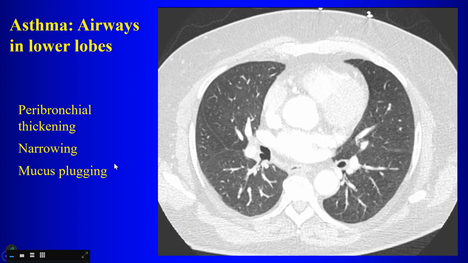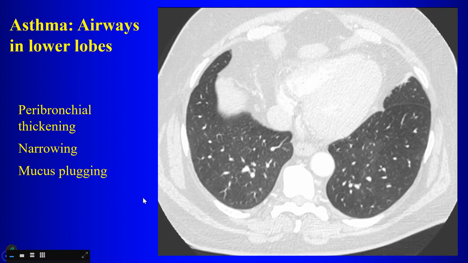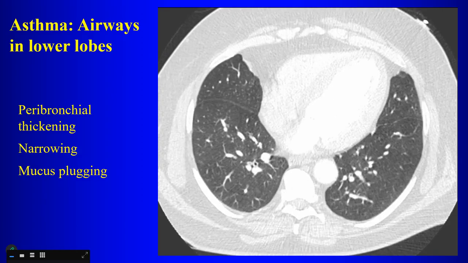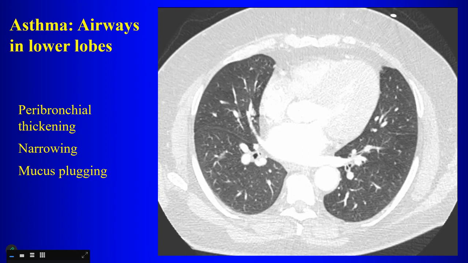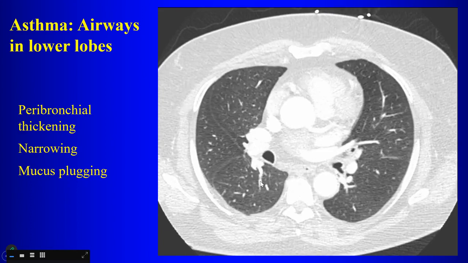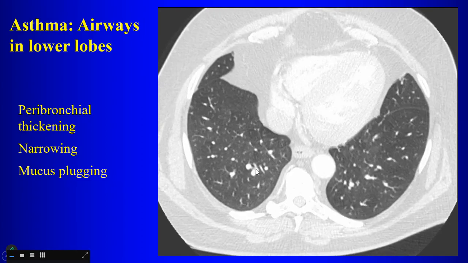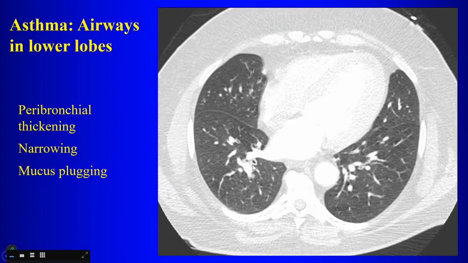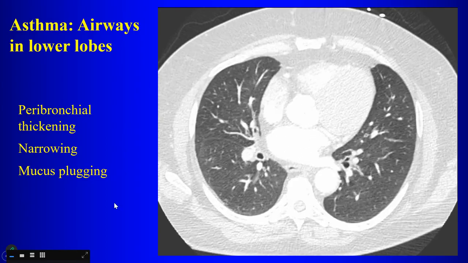Another feature, and we get this a lot from the ER, they don't necessarily tell you the patient has asthma. The patient shows up short of breath, and of course, what study do they get? They get a PE scan, right? And so you might be the one to notice that when you go through here, you look at the airways in the lower lobes. Notice they look much smaller than normal, and that's because of the parabronchial thickening, the narrowing of the airways. So you'll notice that the airways are much smaller than normal, and they have parabronchial thickening.